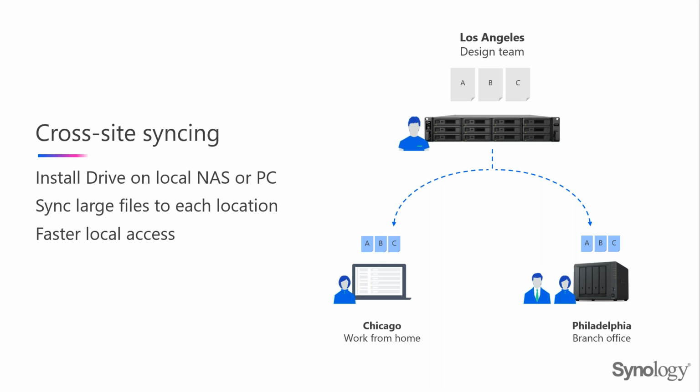So if someone's at home, that means the file's on their computer, so it's not going to be slowed to load over the internet. And if there are people working in the office, they can just log into the NAS directly without needing to sync, because the sync is actually going to happen in the background between their Los Angeles site and their Philadelphia site. So this really minimizes the work that is needed for the end users.